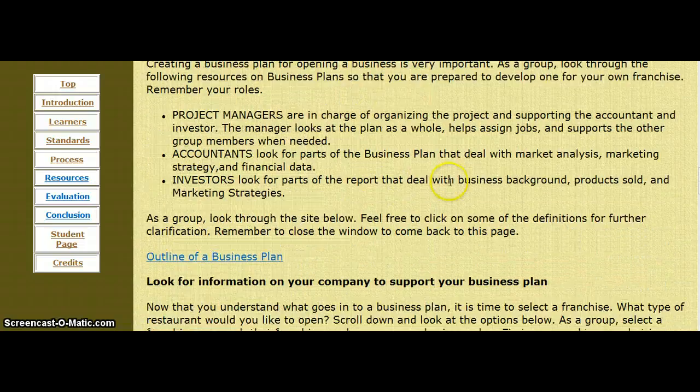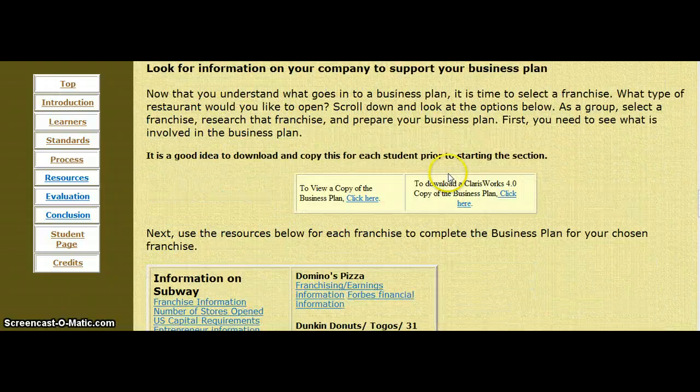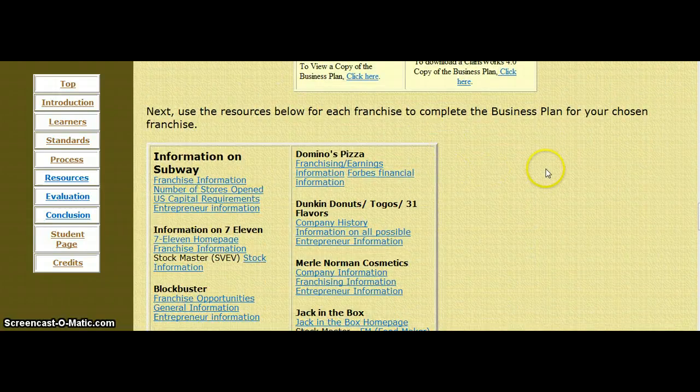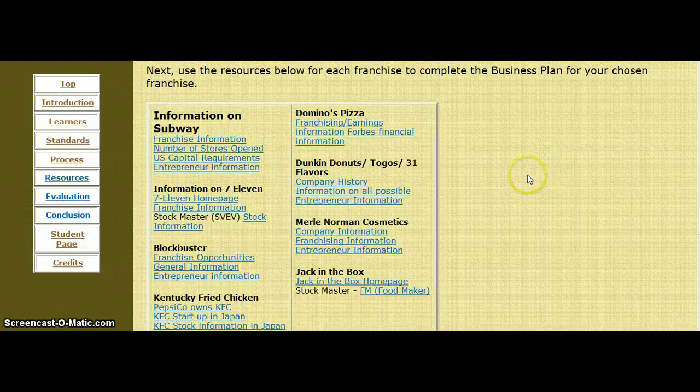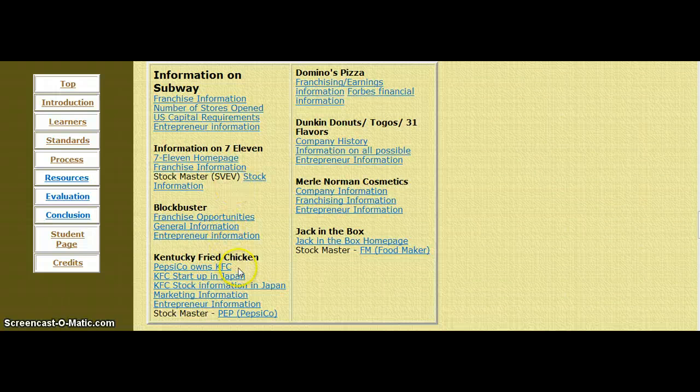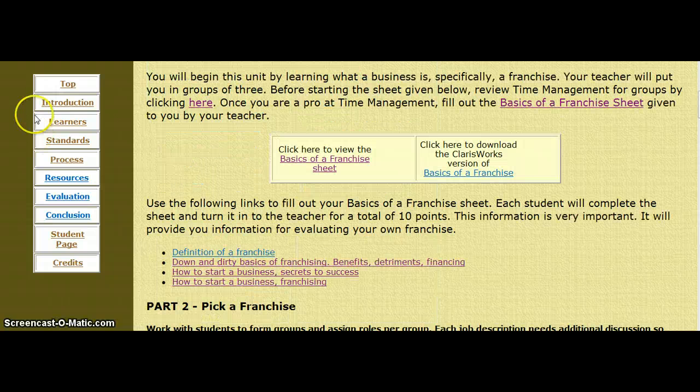Here the teacher, down here the teacher gives them some examples of franchises that are currently out there for them to choose from, which is nice because these are probably franchises that at some point or another they have visited, eaten at, etc. I really like how the teacher gave them these links right here.